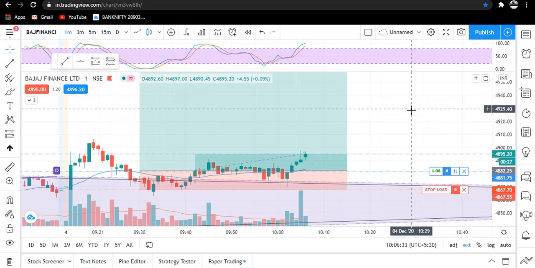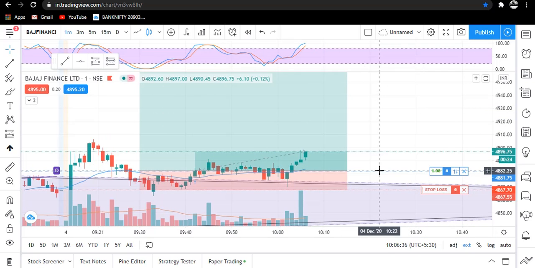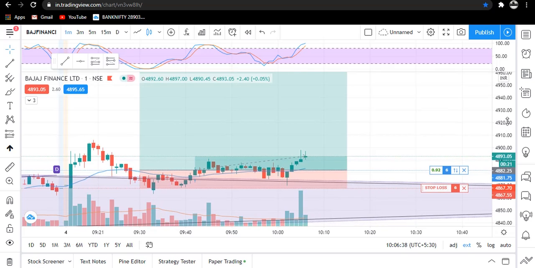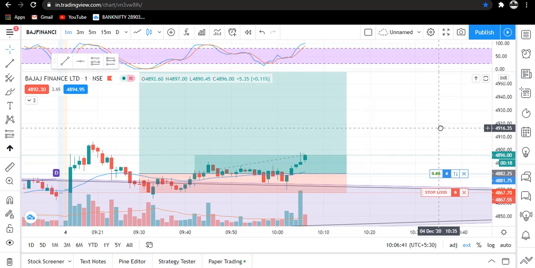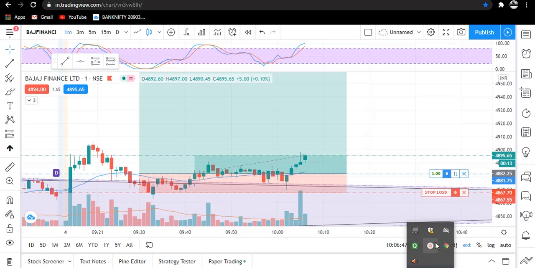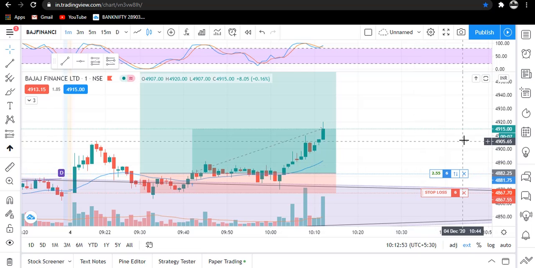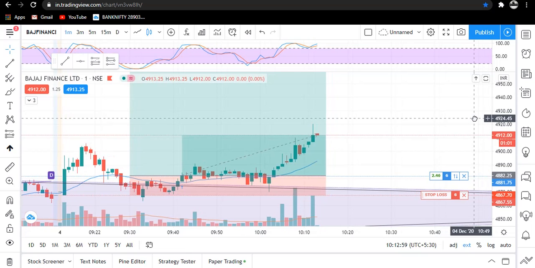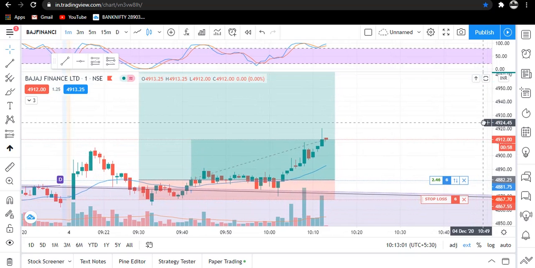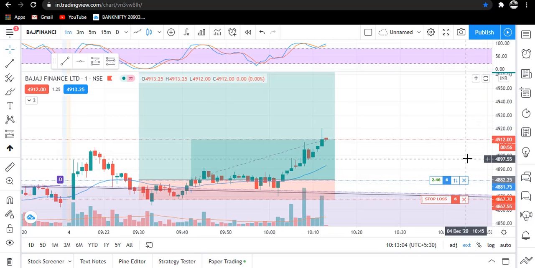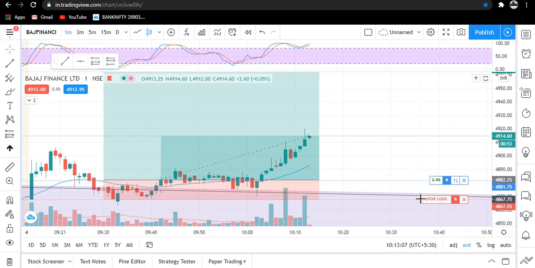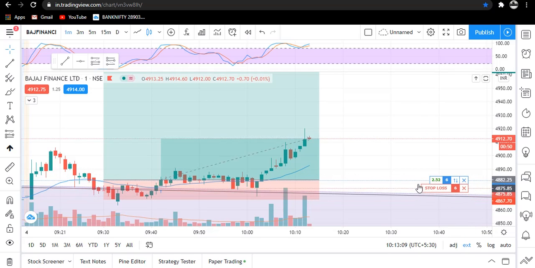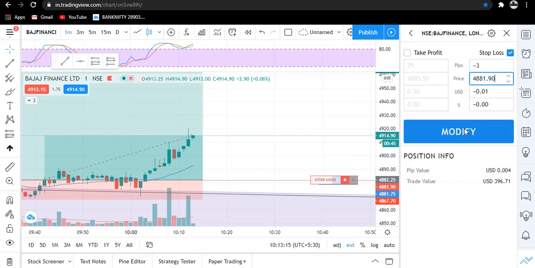So the trade is going on, traders, and it is going very well according to us. When it shows some more momentum toward the target or our stop loss, I will update you. So now I am pausing the video. Traders, you can see our stock Bajaj Finance is showing a good momentum towards our target. So our first job is to trail our stop loss to our cost price. I am trailing my stop loss to my cost price and modifying it.